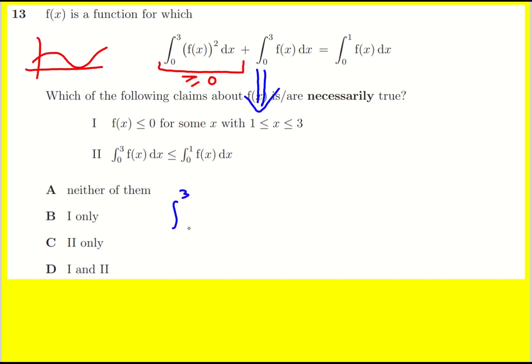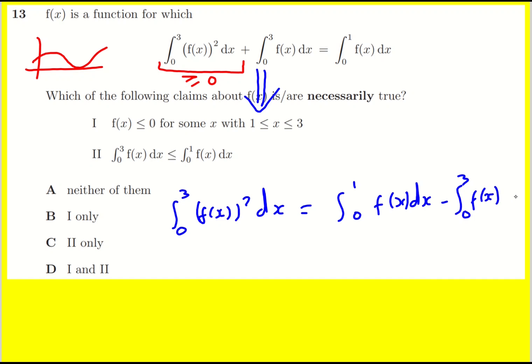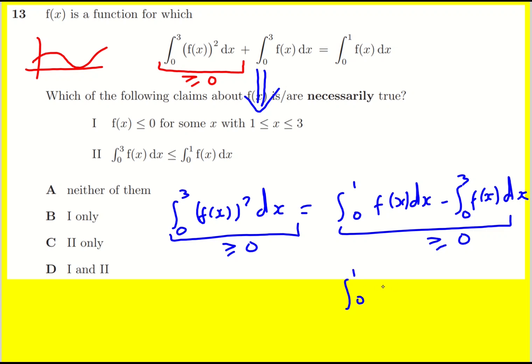I'm just going to rearrange the integral, so it's the integral from 0 to 3 of f of x squared dx equals the integral from 0 to 1 of f of x dx minus the integral from 0 to 3 of f of x dx. And like I said, this here is greater or equal to 0, which means this must also be greater or equal to 0. And I can rearrange that to give me the integral from 0 to 1 of f is greater or equal to the integral from 0 to 3 of f. And actually, that is statement 2. So statement 2 is necessarily true.